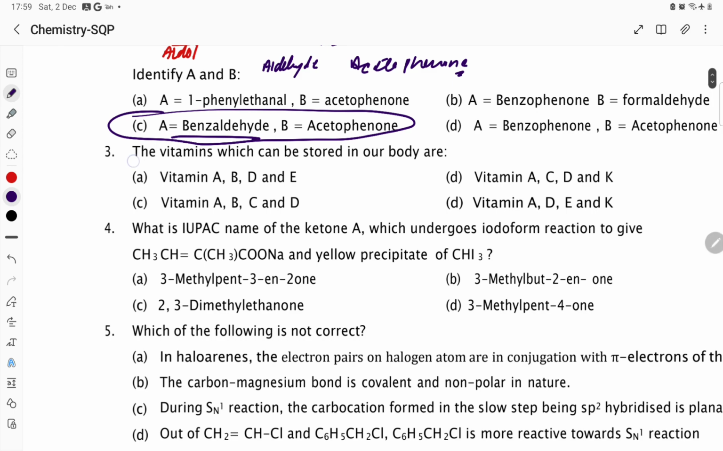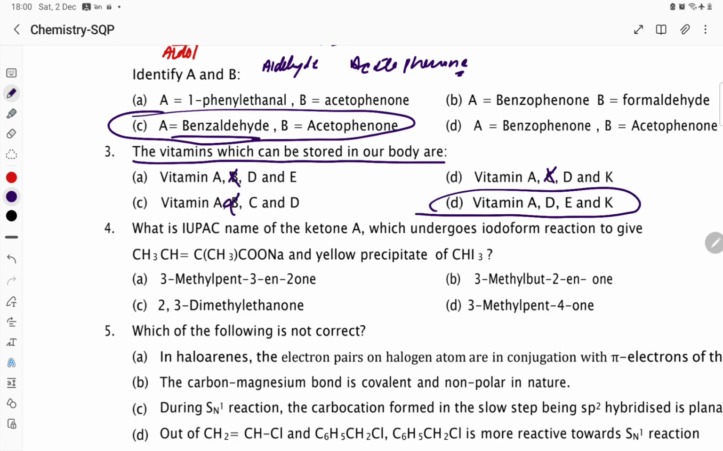The vitamins which can be stored in our body, student: which vitamin can be stored in the body? C cannot be stored because it is citric acid, and B also cannot be stored. So this is also wrong, student. Vitamins A, D, E, K can be stored. Option D can be the correct one, student. Right. Option D is correct.